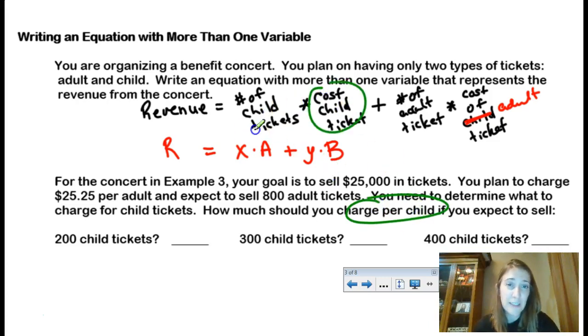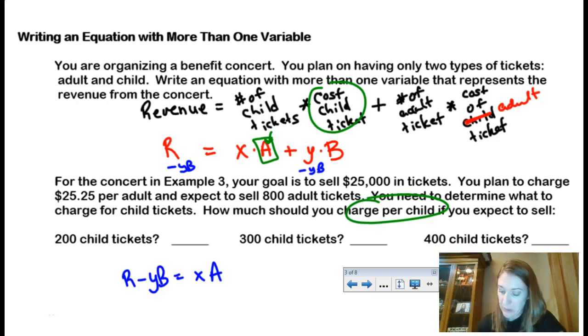Remember the cost of a child ticket, which I so brilliantly decided to use an A to represent. So think about what we could do to isolate for this A. I think the first thing we would do is we would subtract this YB term over. Again, does not have to be pretty, guys. I'm going to write down here. I'm running out of room. So I have R minus YB equals X times A. Who wouldn't choose A to represent number of child tickets? And then last step would be to divide by X.